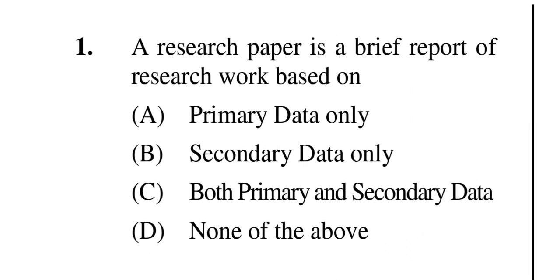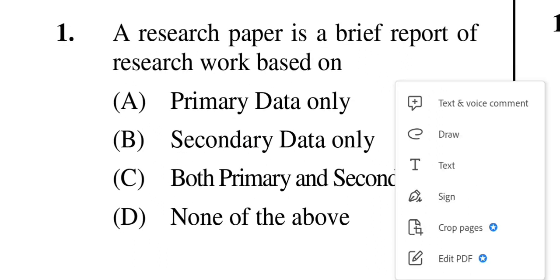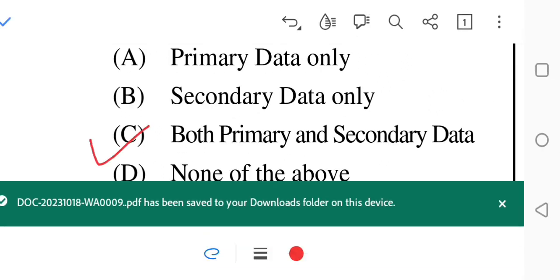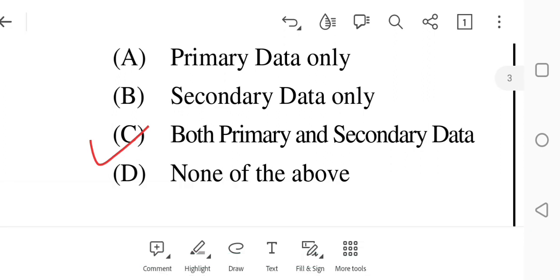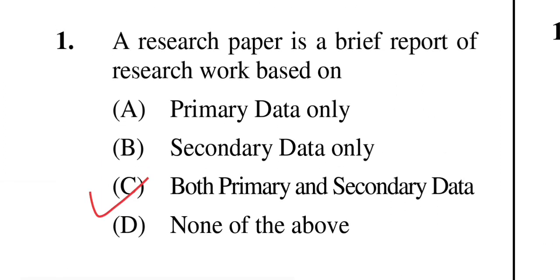a research paper is a brief report of research work based on what? Primary data only, secondary data only, both primary and secondary data, none of the above. A research paper is a brief report of research work based on, correct answer will be C, both primary and secondary data. Okay, without these two, primary and secondary data, a research work cannot progress.